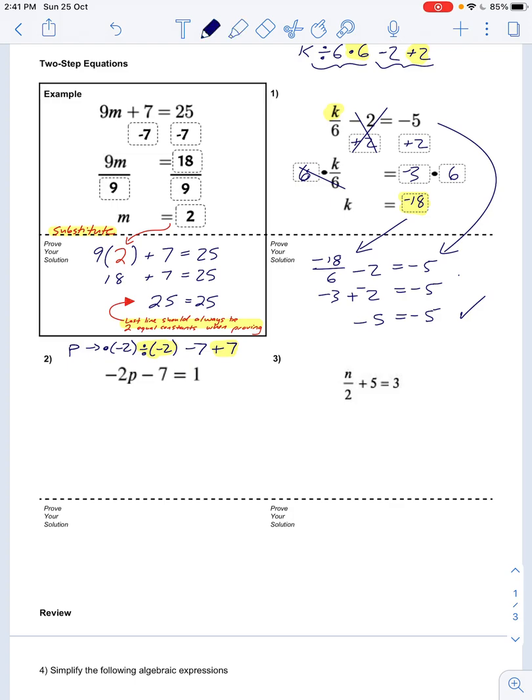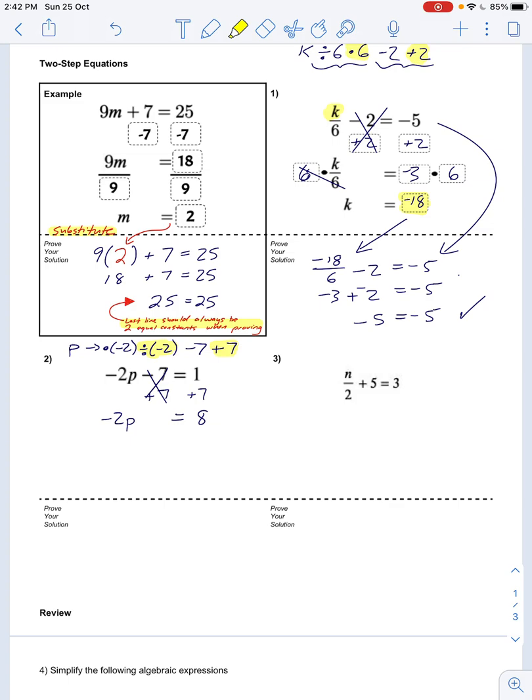So let's go ahead and do that. First step, add 7 to both sides. That's going to leave me with negative 2p on the left side of my equation because minus 7 and plus 7 cancel each other out. On the right side of my equation, 1 plus 7 is 8.